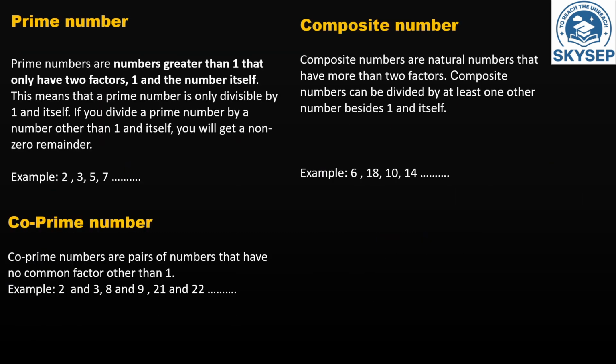very clearly. So the next basic concept we are understanding here is prime numbers, composite numbers and co-prime numbers. Let's understand each number in detail one by one. First one is prime number. I am taking 2, 3, 5, 7. I am saying 2, 3, 5, 7 are prime numbers.